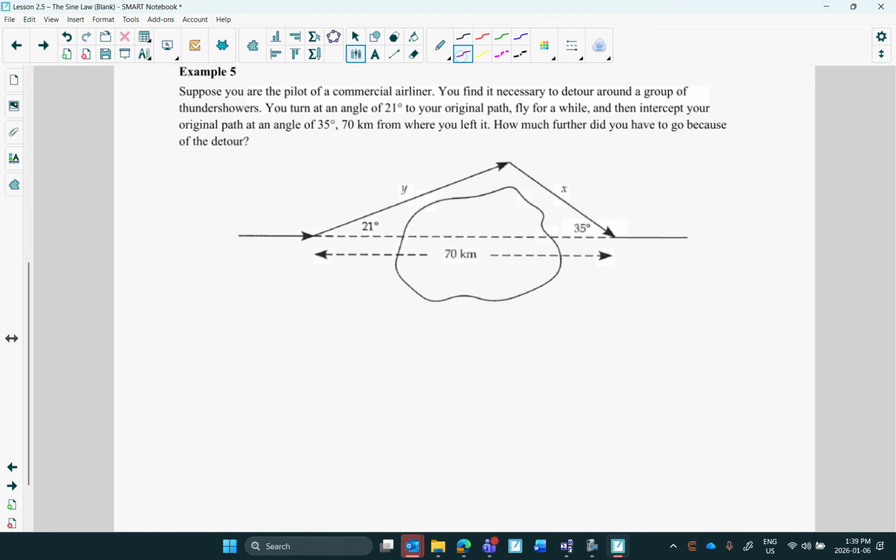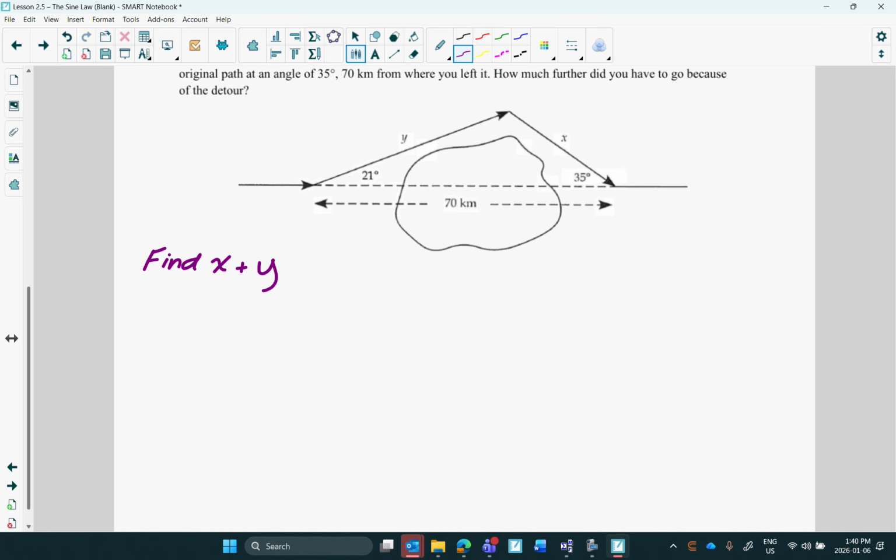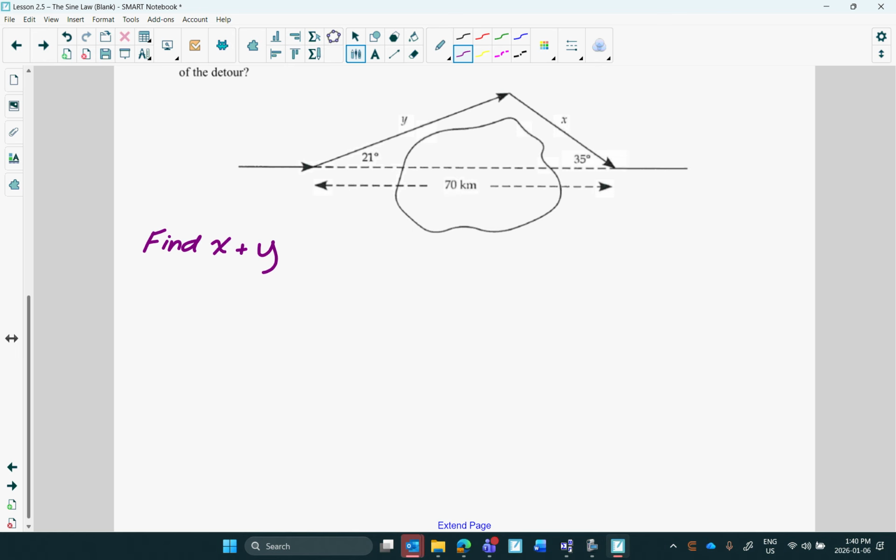So what am I trying to find here? How much further did we have to go? Well, we have to find x plus y, and then you have to add them together. Well, remember, we've got a non-right triangle here. I know two of the angles here, so I've got to find each of these separately.